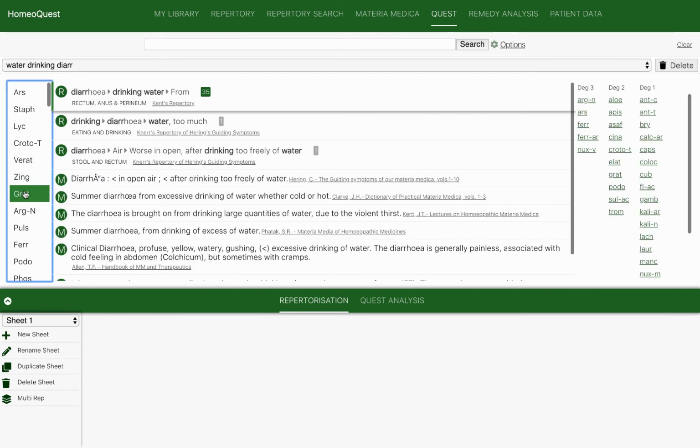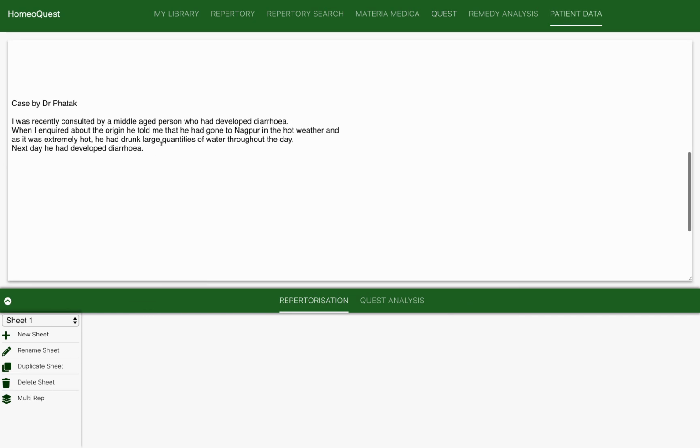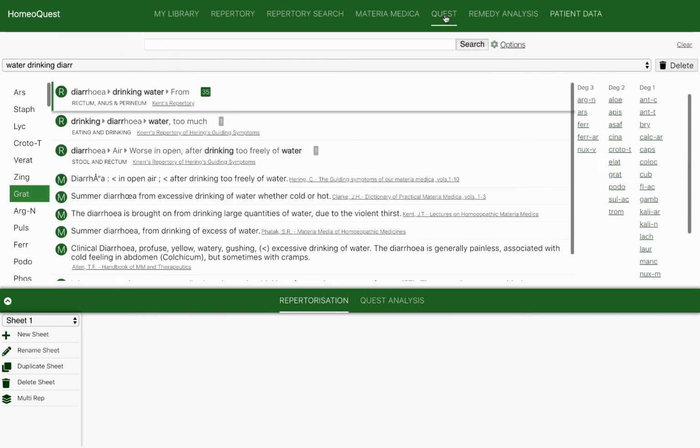Okay, gratiola. Again, I don't know a lot about this remedy, but let's see. Diarrhea from drinking water too much. That is interesting because this person had drunk large quantities of water throughout the day. What else? Diarrhea worsened after drinking too freely of water. So Nair has some very interesting rubrics about drinking large quantities of water. Diarrhea after drinking too freely, again Herrings has it.